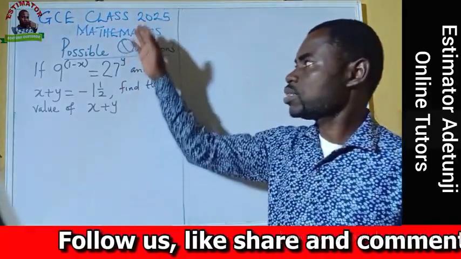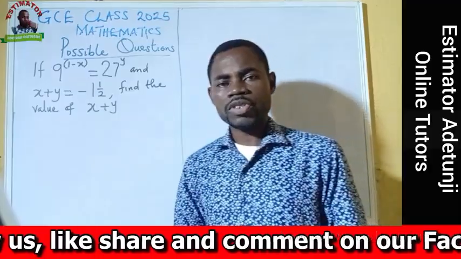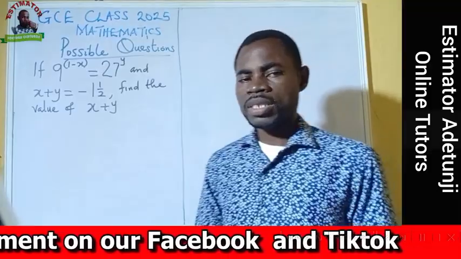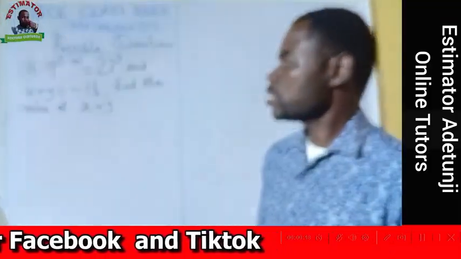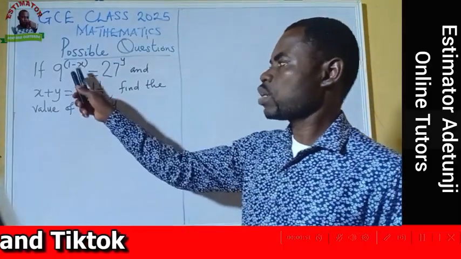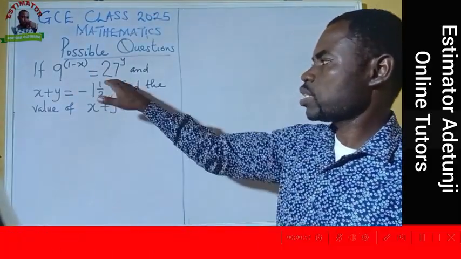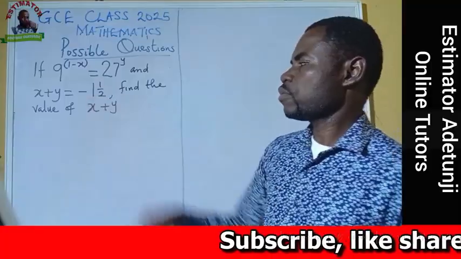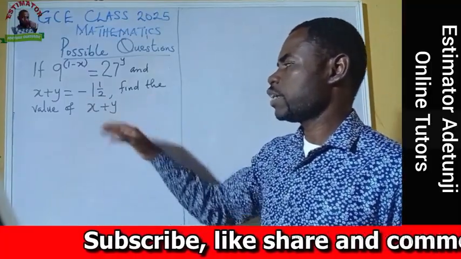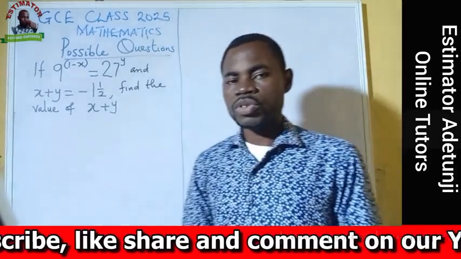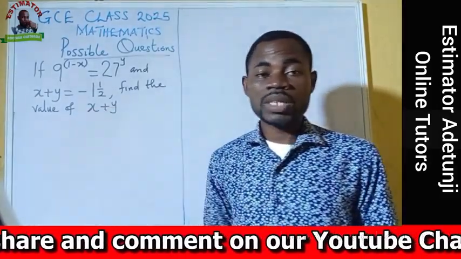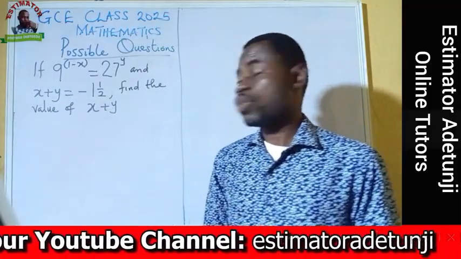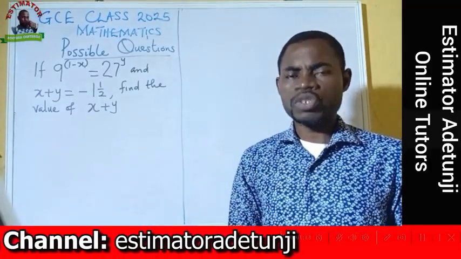So in today's GCE class 2025 mathematics possible questions, here we have the question on our board to discuss in this video. It says: if 9 exponential 1 minus x equals 27 exponential y and x plus y equals negative 1.5, find the value of x plus y. For this type of question, especially having two unknowns, you need to know that this situation will take us to what we call simultaneous equations.